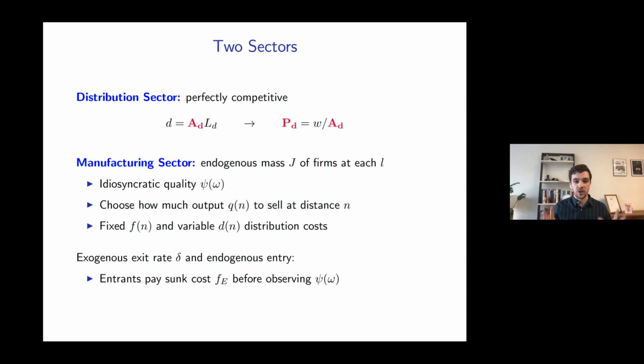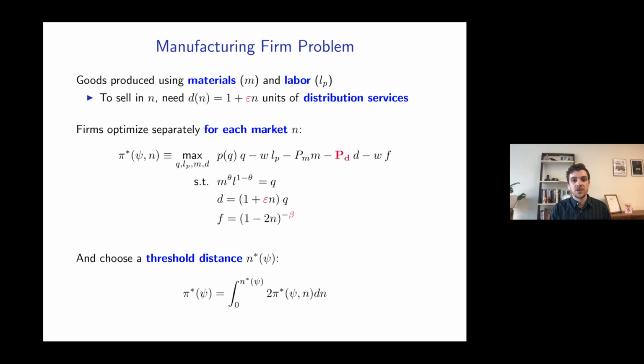And then, in terms of the size distribution, we've got an exogenous exit rate delta, and we'll have endogenous entry. So you've got a large potential pool of entrants who pay sunk costs FE before observing their quality. They then enter, and the entry condition is going to make sure that the fixed cost is equivalent to the expected profits of the firms. So, okay, where do these profits come from?